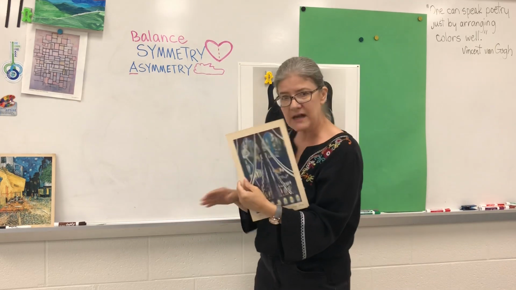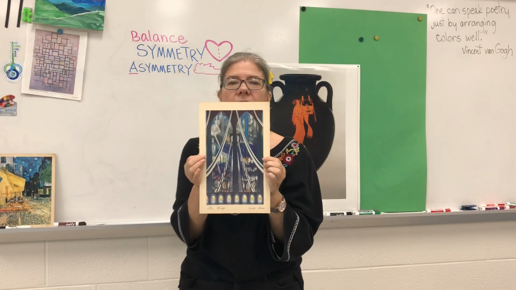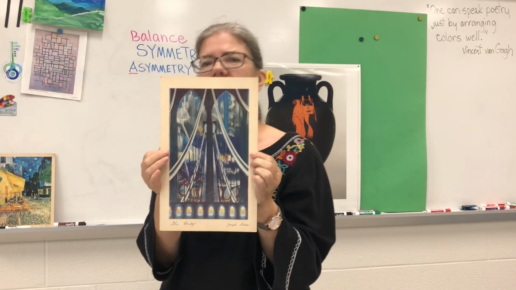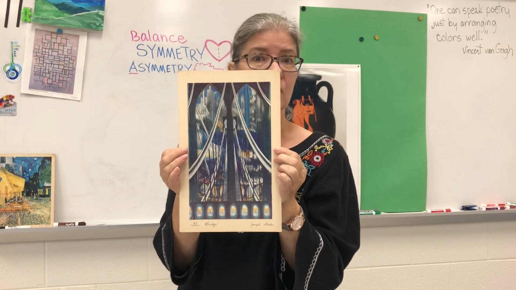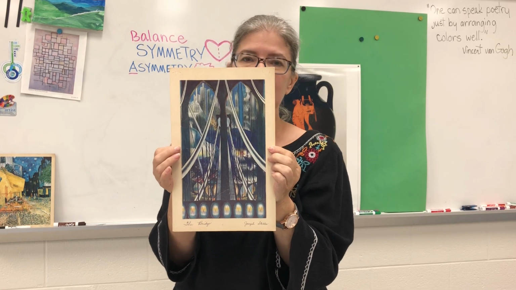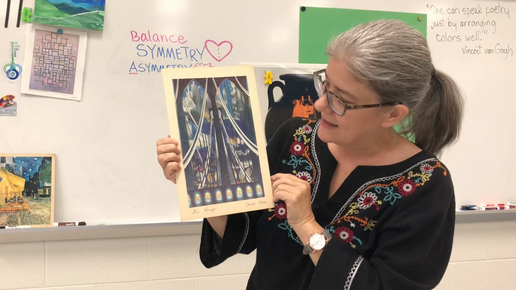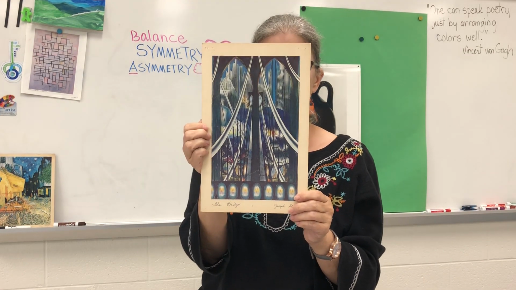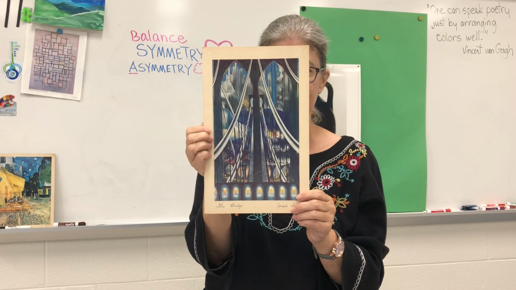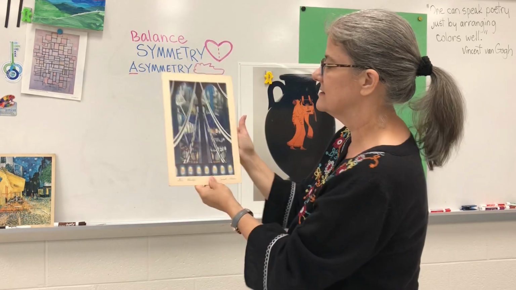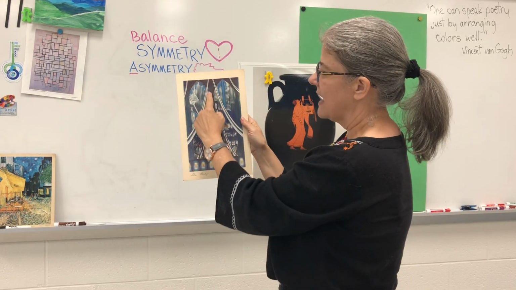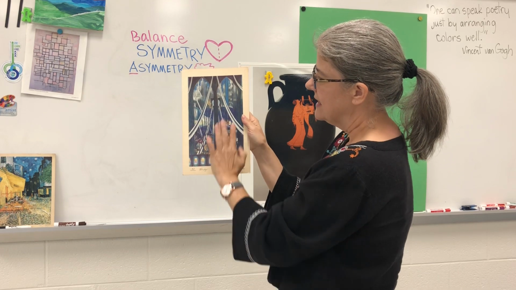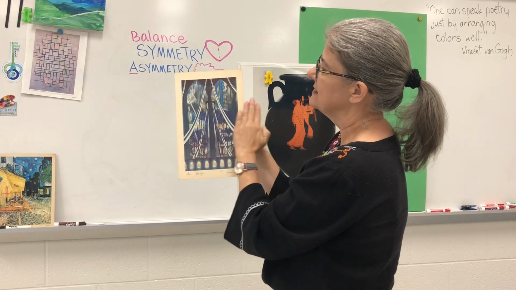This is also a landscape, but it's very abstract. It doesn't look like the real world. It is a real place. This is the Brooklyn Bridge in New York City. The artist has designed this painting so that it has symmetry. The line of symmetry is right here. It's the same on the left as it is on the right.